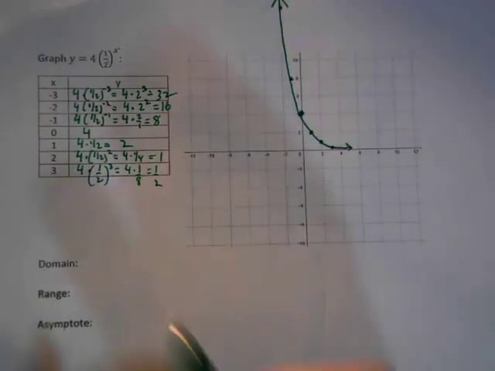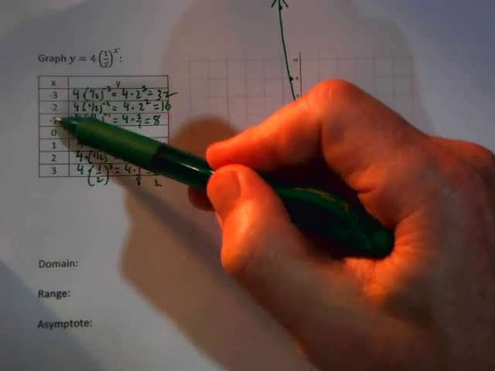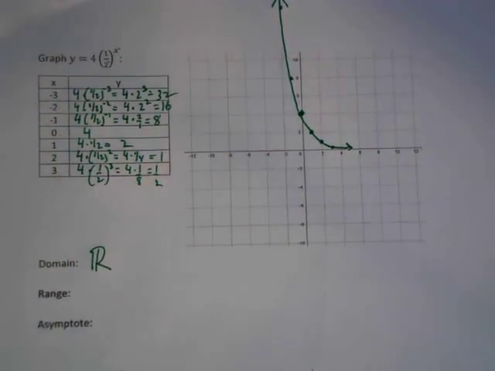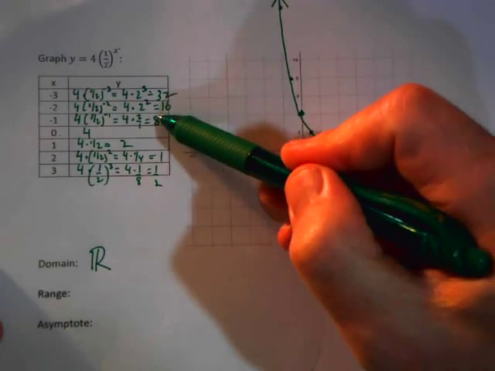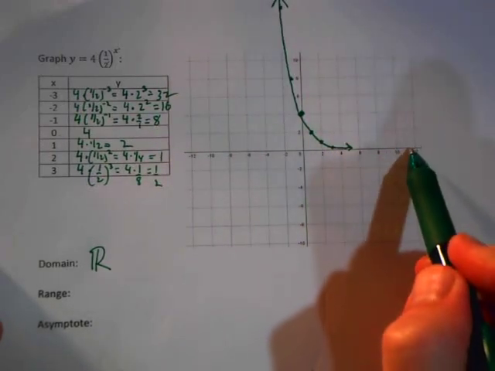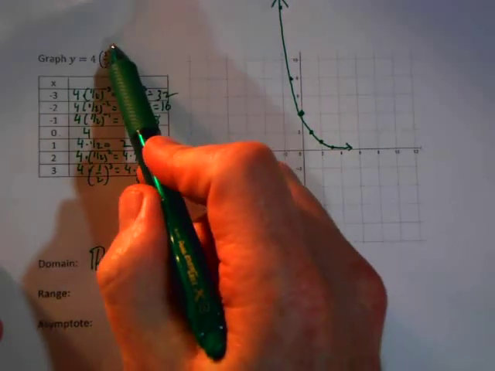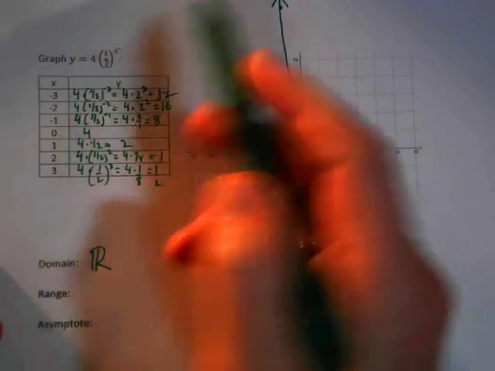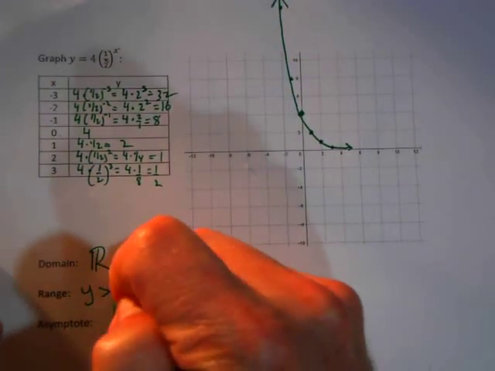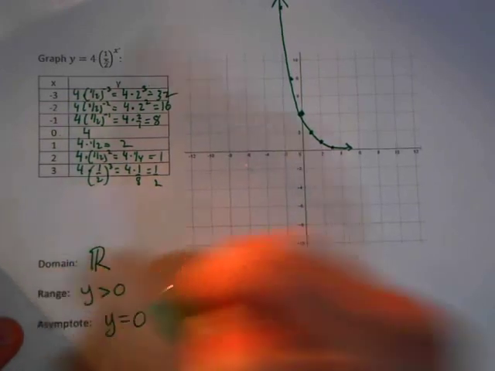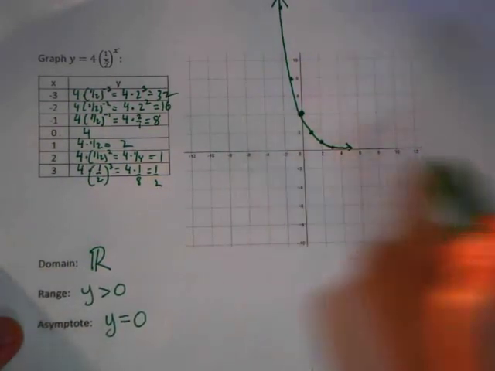So our domain, again, I notice I could plug in negative numbers, 0, and positive numbers. Our domain is all real numbers, and there's a fancy symbol for all real numbers. My range, again, looking at my answers, I only got positive numbers, and again, I'm going to get closer and closer to this line, but I'm never going to hit it, because no matter what number I plug in here, I'm going to have 4 times a positive number. That's going to be a positive answer. So my range is y is greater than 0. And my asymptote is once again y equals 0. I'm getting very, very close to that line.